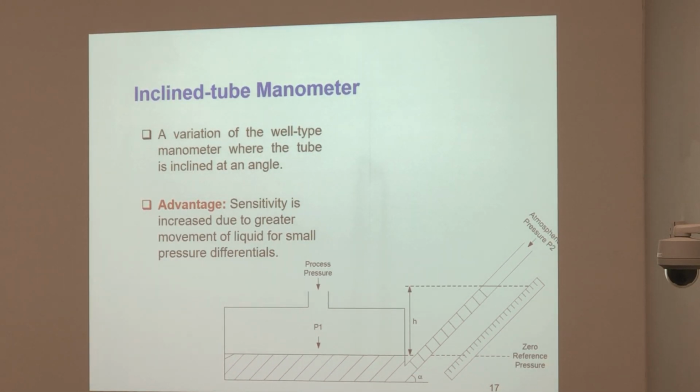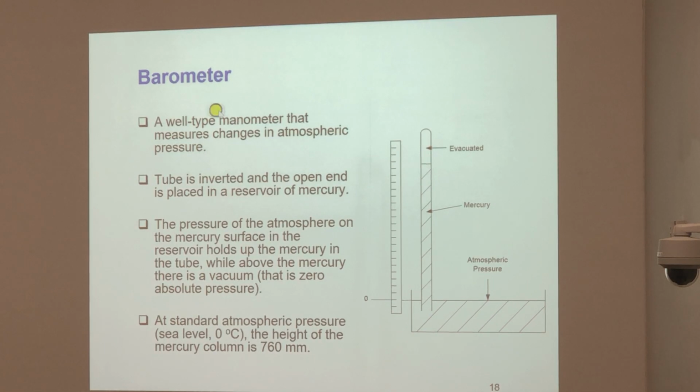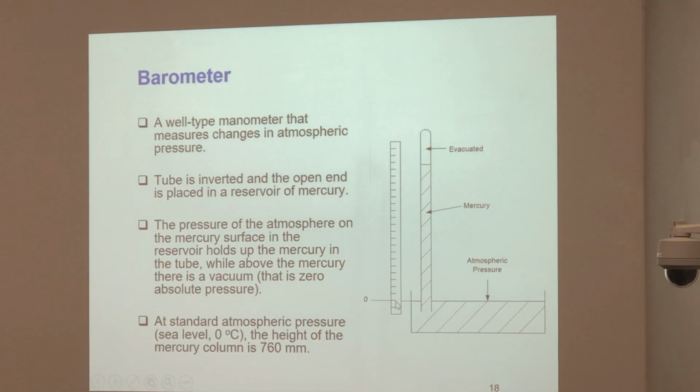Let's move on. So we have three types. Remember, if I ask you to describe the three types of manometer, please describe the working principle and also the advantages and disadvantages, and try to understand them. This one is what we call a barometer. A barometer is similar to the manometer, but the tube is now inverted.